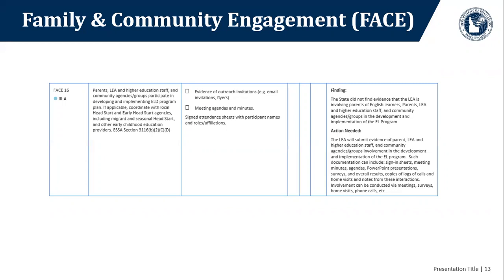So for this indicator, you're going to want to have evidence of outreach invitations. These could be emails, invitations, flyers, anything that was sent home. Then you're going to want to have a copy of the meeting agendas and minutes, and you'll want to have signed attendance sheets with the participants' names and their role or affiliation. So you'll want to have the list, and you'll put in, for example, parent, teacher, administrator, community member. We want to know who were these people that were at this meeting helping provide feedback and support for implementing and developing the ELD program.